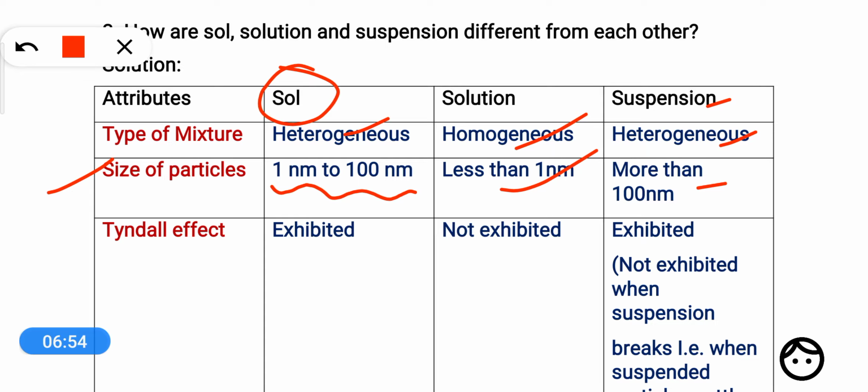For example, if we talk about Tyndall effect, then Tyndall effect is exhibited by sol, that is a colloid. The reason is that the particles are big enough, that is 1 nanometer to 100 nanometer, so they will show the Tyndall effect. What is Tyndall effect? It is the scattering of light and the path of light being visible when the light is passing through the sol. If we talk about solution, the particle size is less than 1 nanometer, so they do not scatter the beam of light, and this is why the Tyndall effect is not visible.